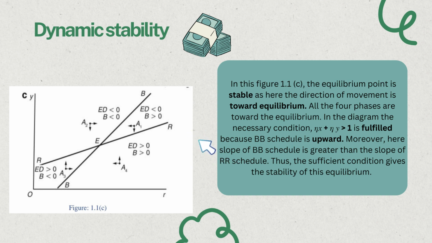In this figure 1.1c, the equilibrium point is stable, as here the direction of movement is towards equilibrium. Here all the four phases are towards equilibrium. Necessary and sufficient condition both are fulfilled. Eta x plus eta y is greater than 1 because BB schedule is upward. Moreover, the slope of BB schedule is greater than the slope of RR schedule. Thus, the sufficient condition gives stability of this equilibrium.